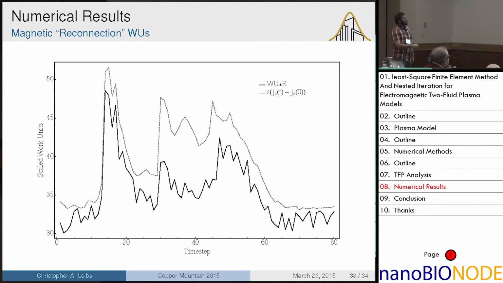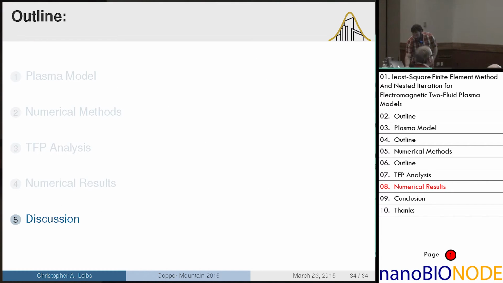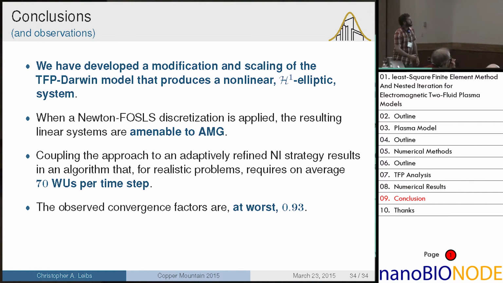And I've overlaid the reconnection rate, a scaled reconnection rate here. So you can actually see that the amount of work units, or where we're doing more work, scales with that reconnection rate, and that's what you would expect. Our algorithm is picking that feature up and having to work a little harder, picking up more non-zeros there. But I can just go into a quick conclusion here.